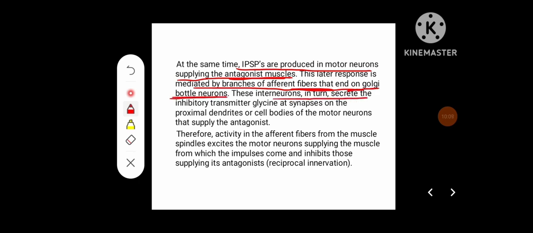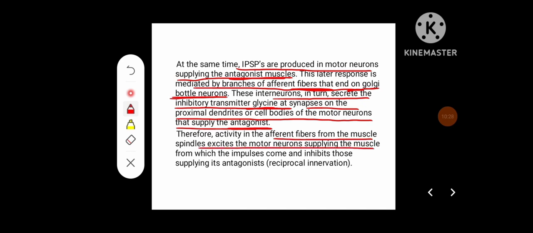So these interneurons in turn secrete inhibitory transmitter, that is glycine, at the synapses on the proximal dendrites of the cell bodies of the motor neurons that supply the antagonist, and this is an example of direct inhibition. Therefore, activity in the afferent fibers from the muscle spindles excites motor neurons supplying the muscles from which the impulses come and inhibits those supplying its antagonist, and this reflex is called reciprocal innervation.